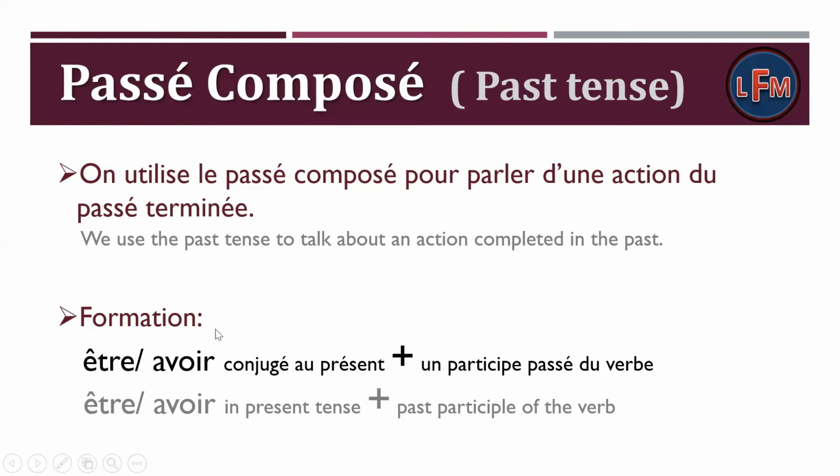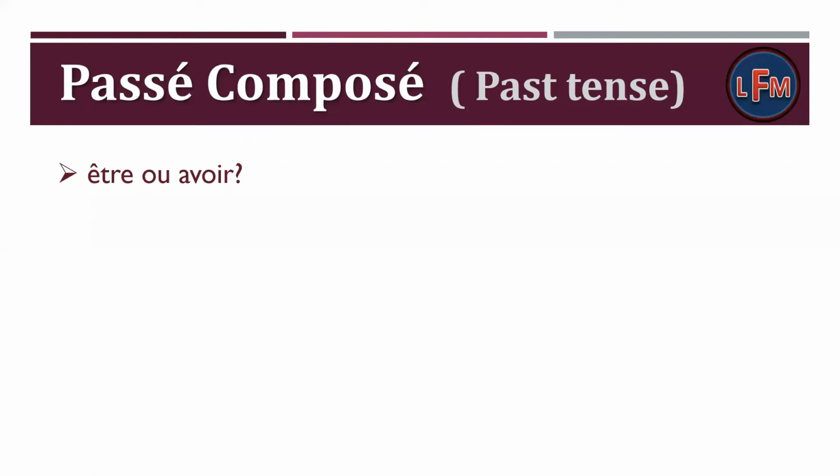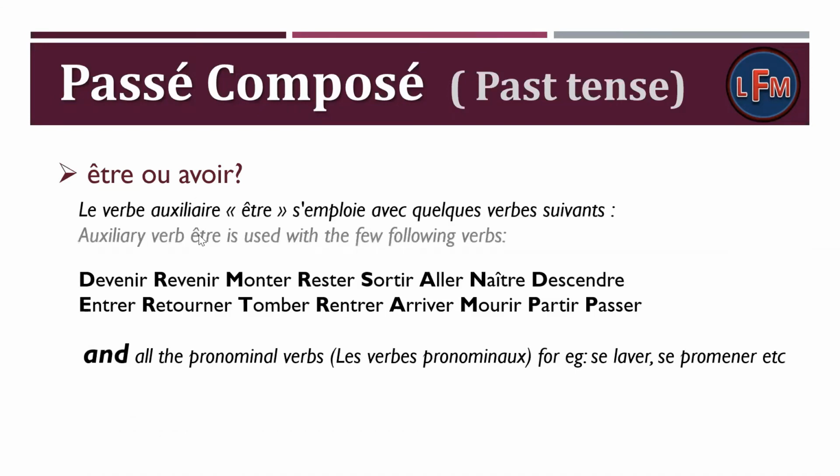Donc pour former le passé composé en français, on utilise le verbe auxiliaire être ou avoir conjugué au présent plus le participe passé du verbe. So how do we know which verb will go with être and which with avoir?